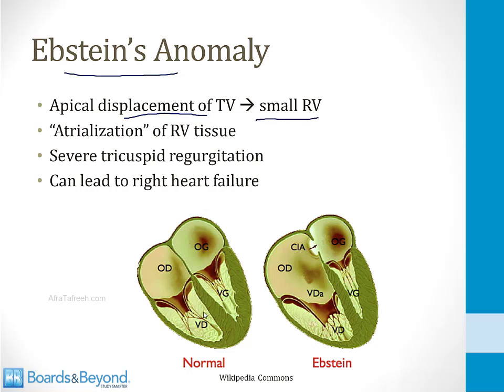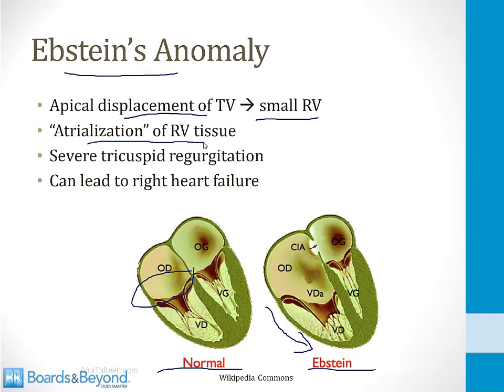If you look at the cartoon on the screen here, on the left is a normal heart, and the tricuspid valve is located about midway between the top and bottom of the heart. In Ebstein's anomaly, the tricuspid valve is displaced towards the apex of the heart. This makes for a very small right ventricle and a very large right atrium. What happens in this condition is there is so-called atrialization of right ventricular tissue, meaning that the atria begins to encompass parts of what should be the right ventricle.